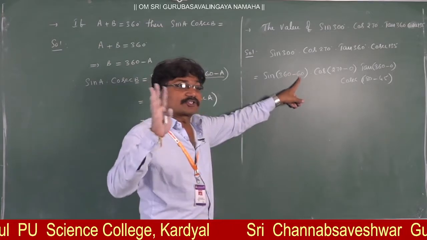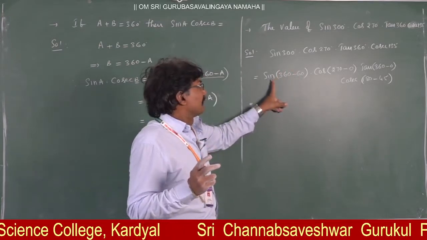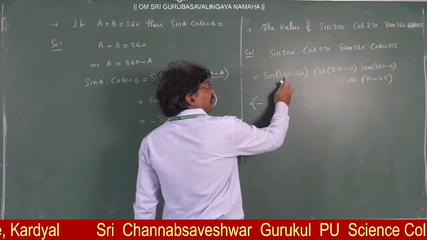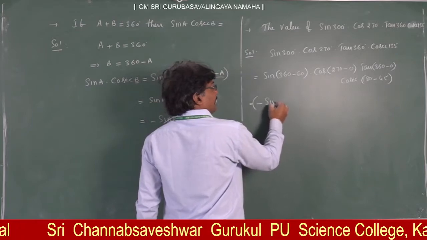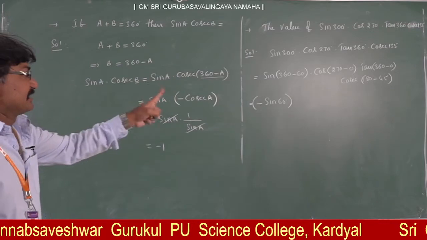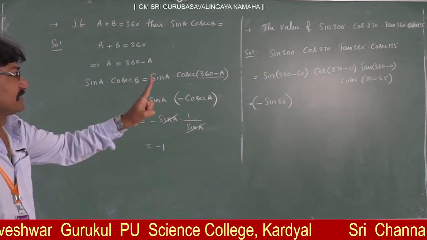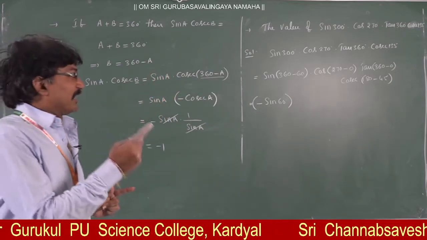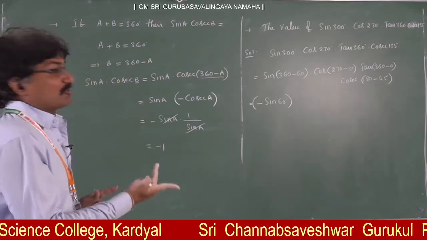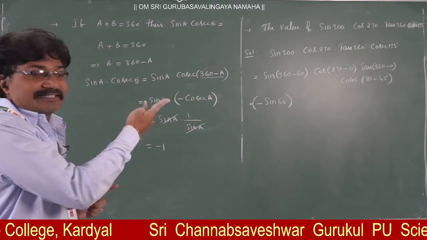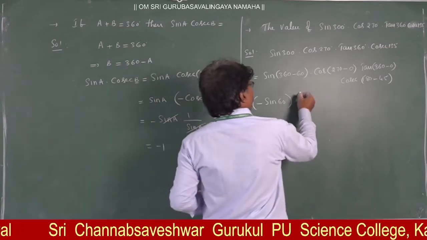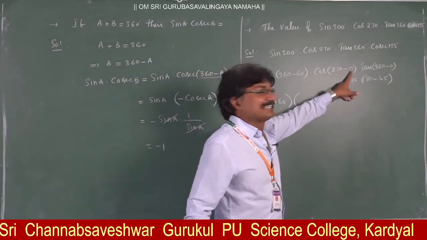360 minus theta belongs to the fourth quadrant. Fourth quadrant, sign negative. 360 minus or 360 plus, sign no changes, because 360 minus theta or 360 plus theta. Fourth quadrant sign negative, first symbol. Next transformation, 360 minus or 360 plus, sign no changes. Sin 60.